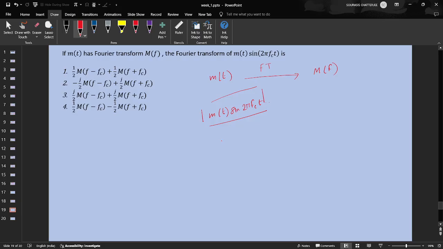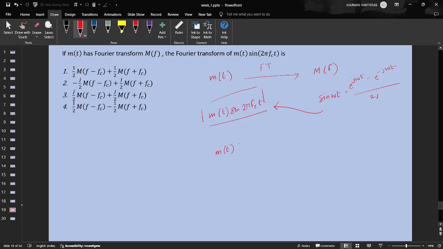Now one clever way to do this, we can use this property here: sine omega t is e to the power j omega t minus e to the power minus j omega t, divided by 2j. I am going to apply this here. So what will I obtain?